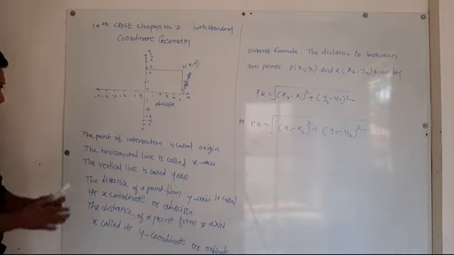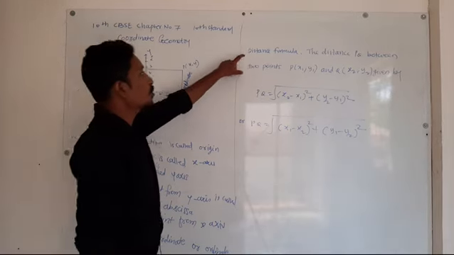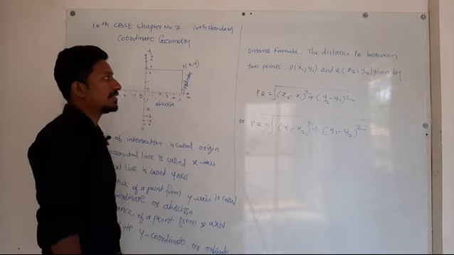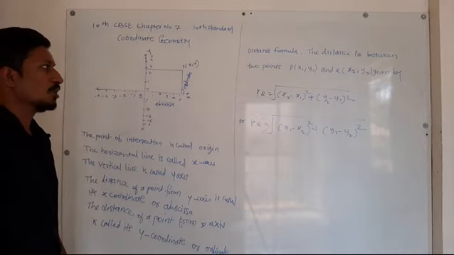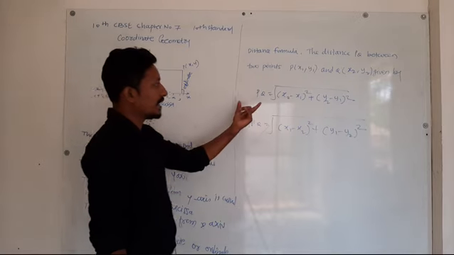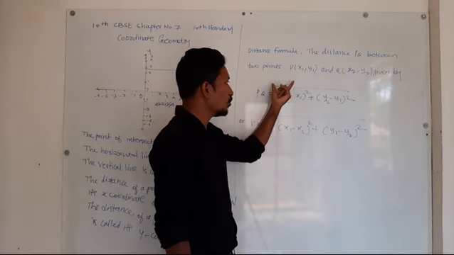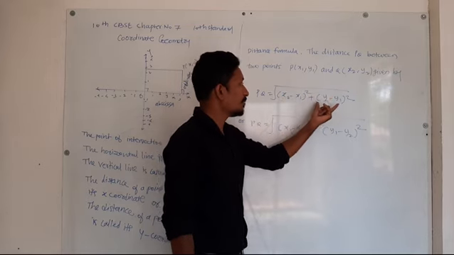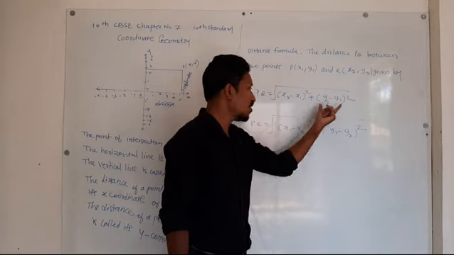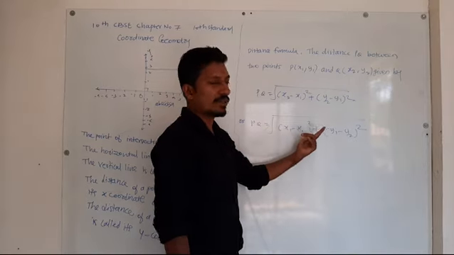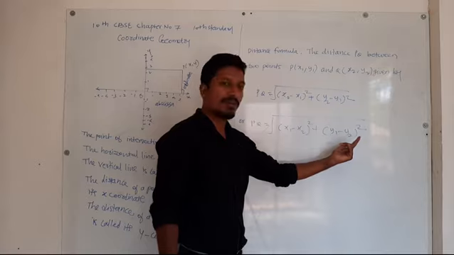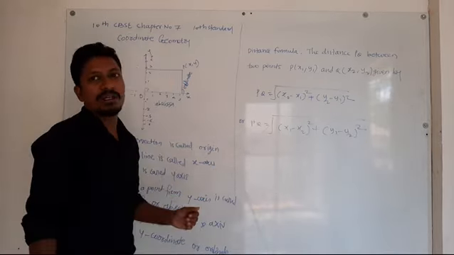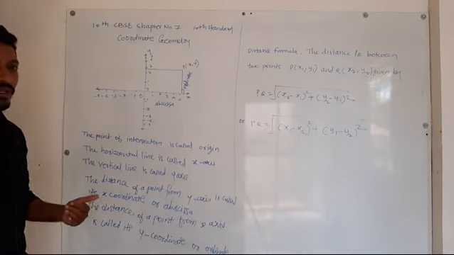And this is important, the most well-known is the distance formula. The distance PQ between two points P(x1, y1) and Q(x2, y2) is given by a very simple formula: PQ equals the square root of (x2 minus x1) squared plus (y2 minus y1) squared, or (x1 minus x2) squared plus (y1 minus y2) squared. This is the most important formula. Using this formula we will solve exercise 7.1.